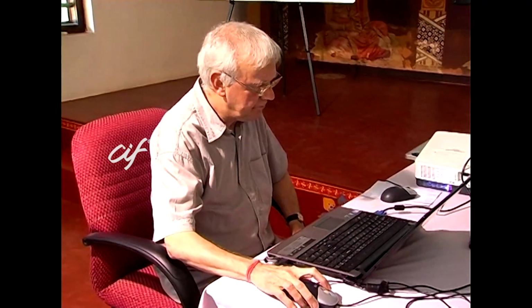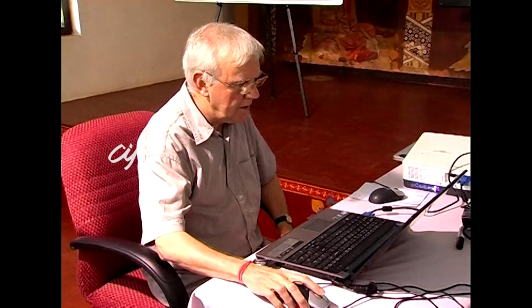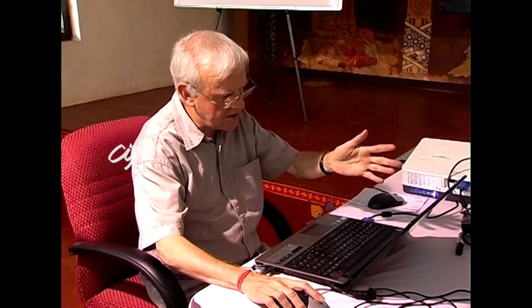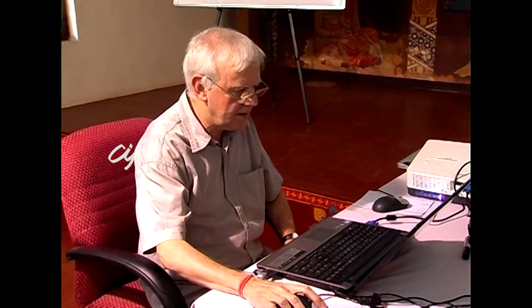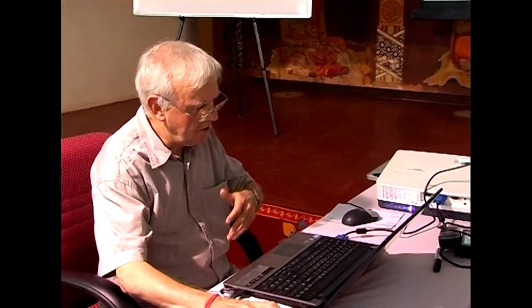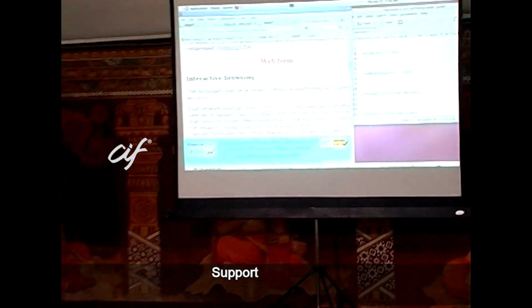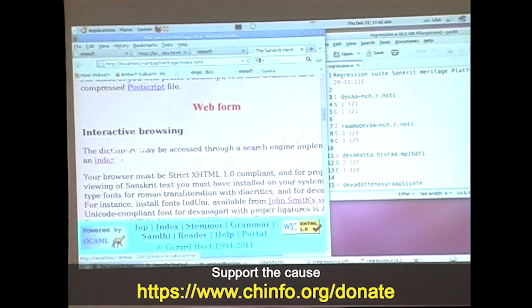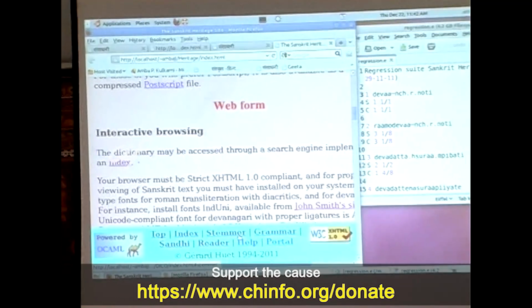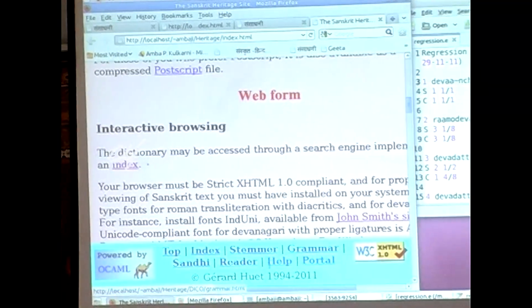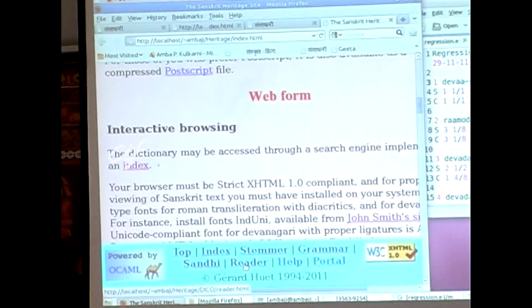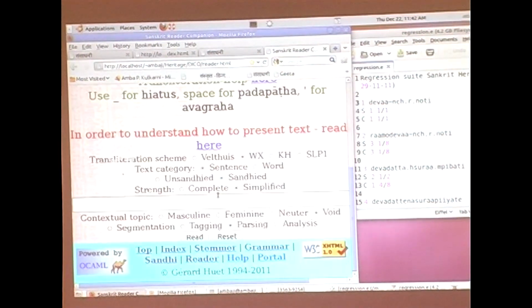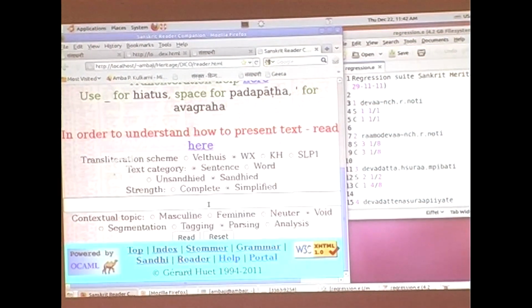So here at the top page of the site, you have some general information about the site, how to get the dictionary, etc., how to browse in the dictionary, and various services. And here in this green bar at the bottom of the page, you have the various services that you may call. Okay, so let us start with the reader service here. And now we are in a page where we can enter some sentence and have it analyzed.